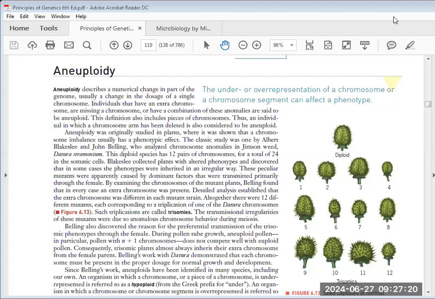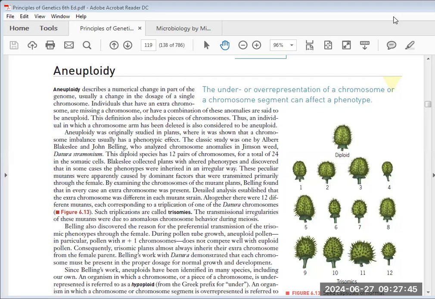There are many further types. Most important are monosomic and trisomic. Monosomic means 2N minus 1. One chromosome is absent. And trisomy is one chromosome extra, that means 2N plus 1. In rare cases, 2N plus 2, 2N plus 3, and 2N minus 2 and 2N minus 3 are also viable.